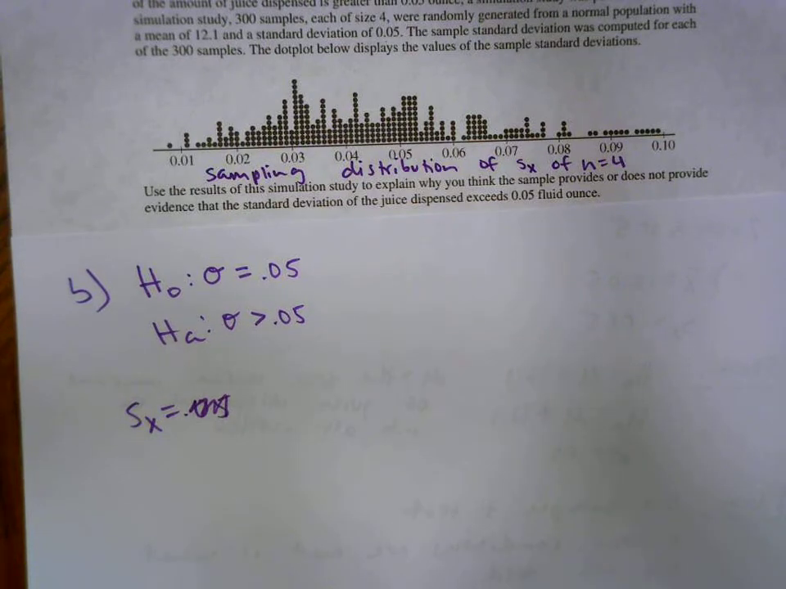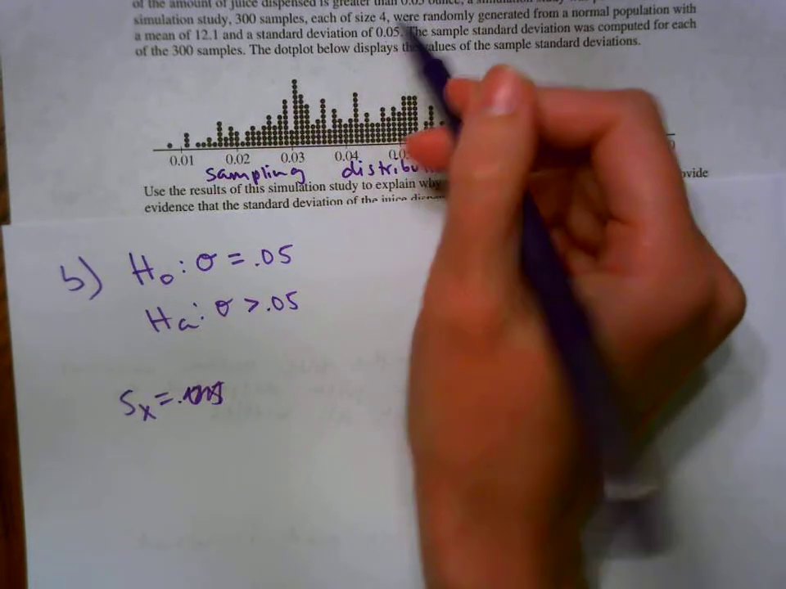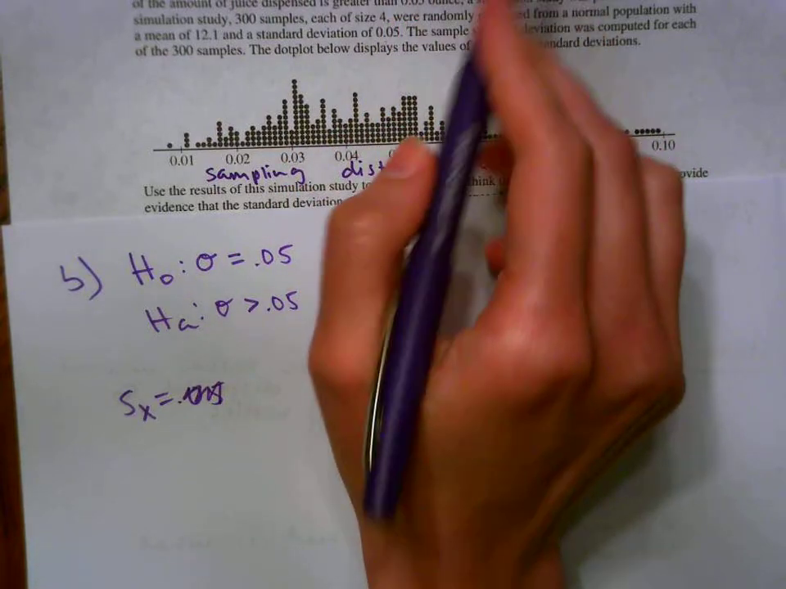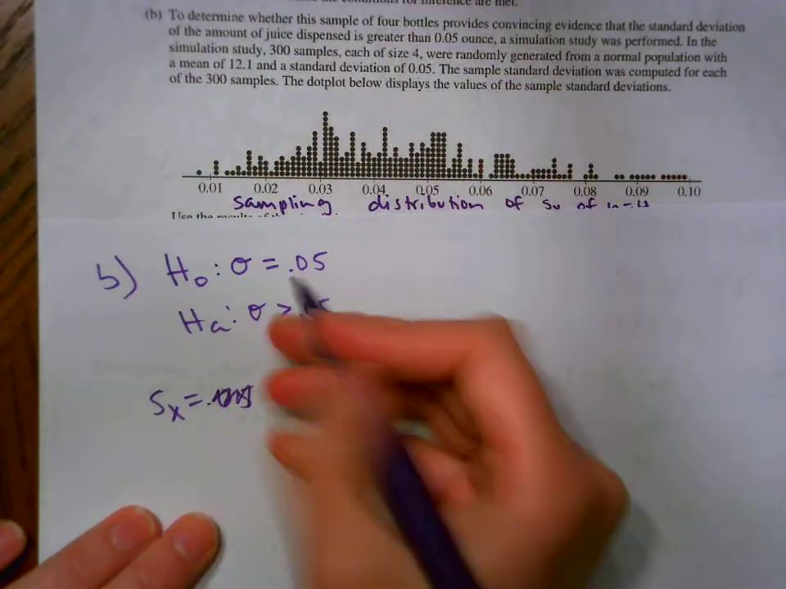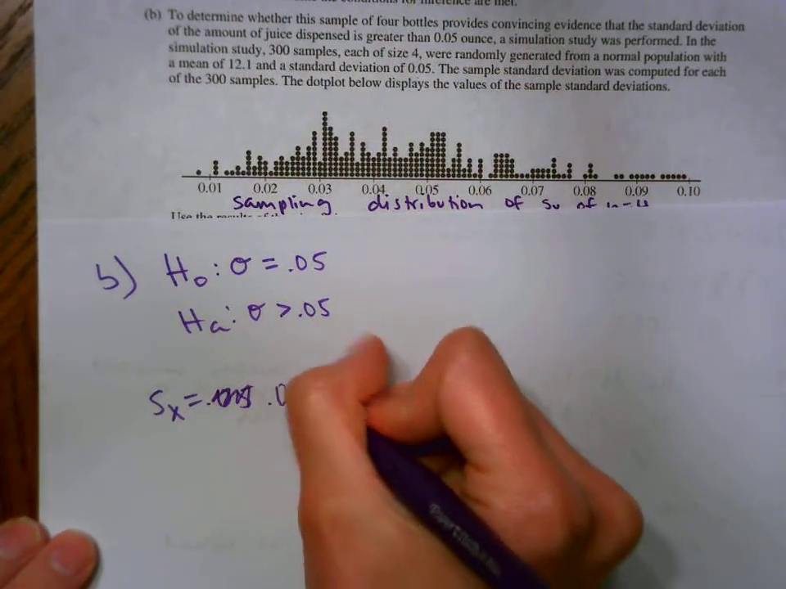That was the population standard deviation. Where? Oh, here. Sorry, I couldn't find it. I circled it, but you couldn't see. Our sample standard deviation was 0.085.